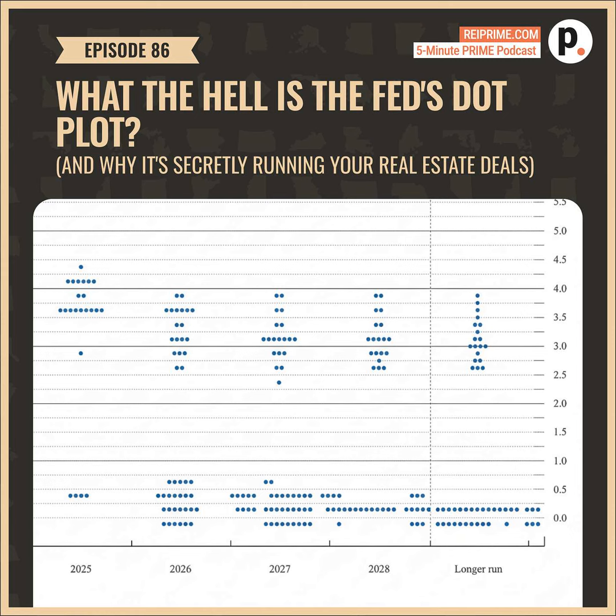The dot plot is a surprisingly recent invention. Before 2012, the Federal Reserve was famously opaque. It was a financial black box. The chairman would issue cryptic statements, and Wall Street would spend weeks trying to decode the Fed speak. This created a lot of volatility because the market was constantly trying to guess the Fed's next move.